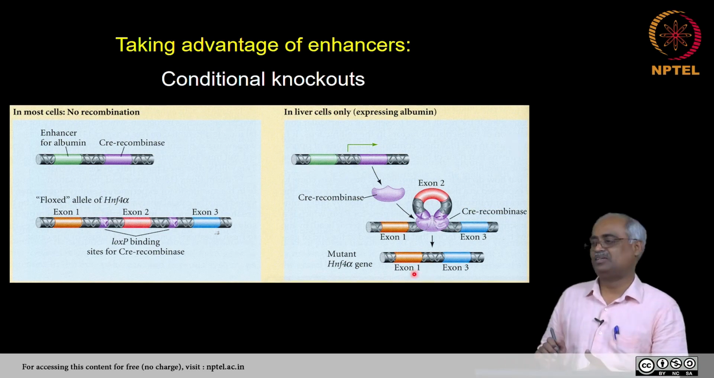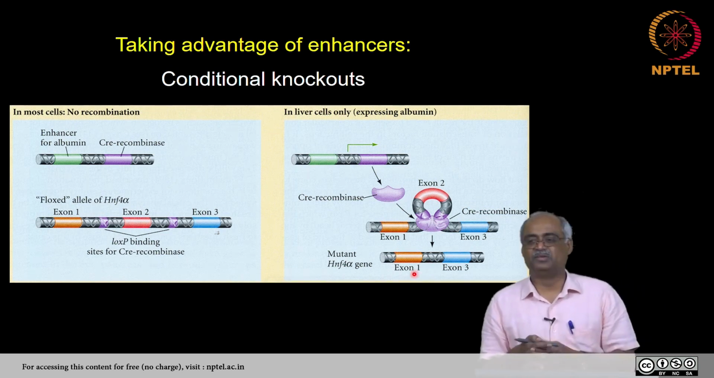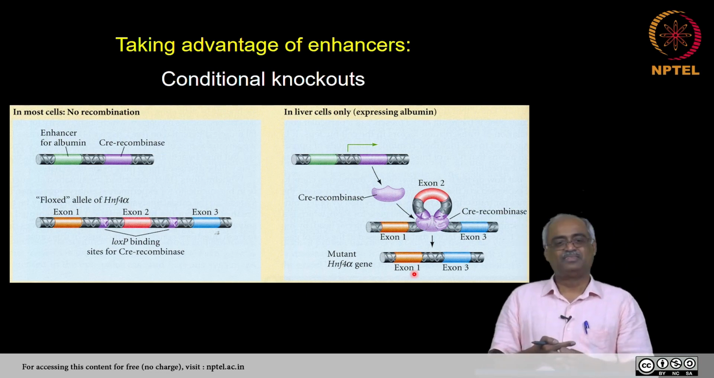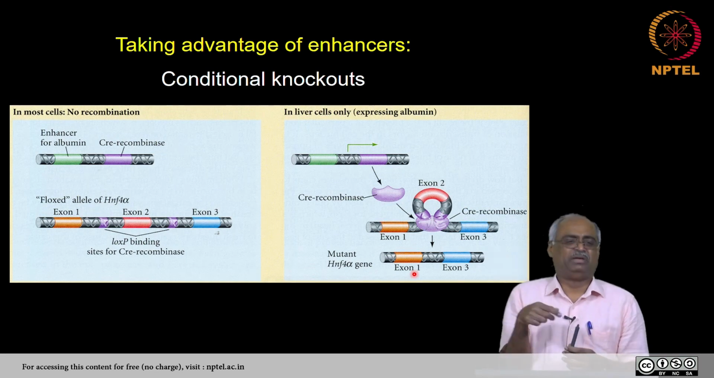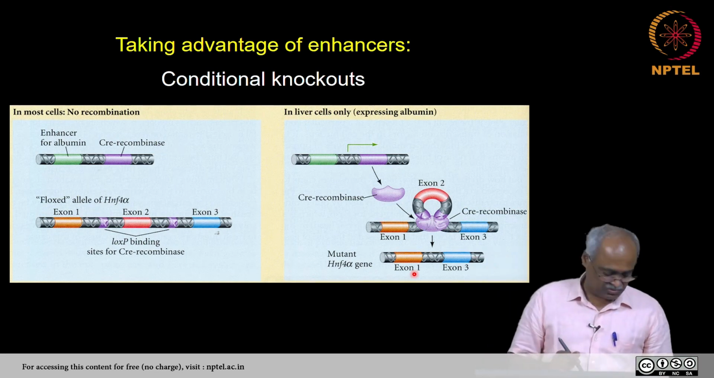So, this is conditional knockout. This is how people use enhancers, one of the applications of enhancers. Now, in a journal club or in a seminar, if someone says conditional knockout and I floxed this gene, you immediately understand what it is, right? So, it is very important to know this.